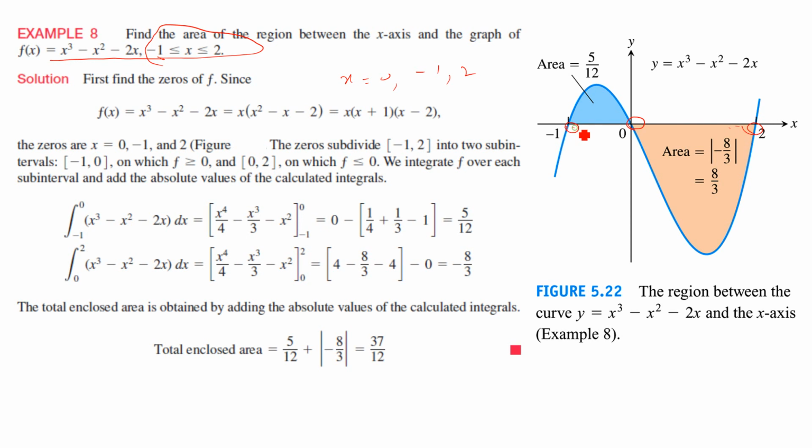So we have to break this interval at 0. We'll evaluate from -1 to 0 separately, and then we'll evaluate the integral from 0 to 2. From -1 to 0 we have this value, and from 0 to 2 we have this value, which is negative. So the area here is 5/12 plus the absolute value of this negative value, which gives 7. This is how we are going to solve the area problems.